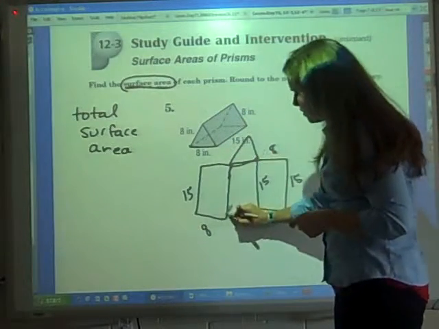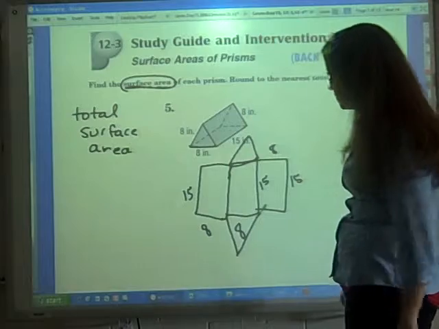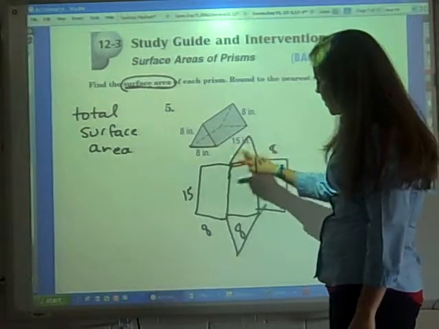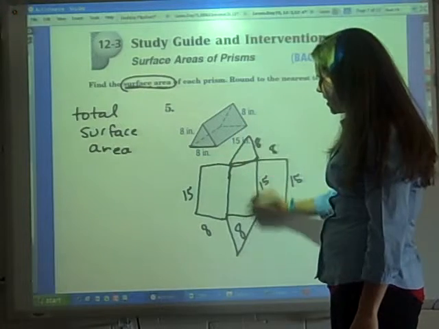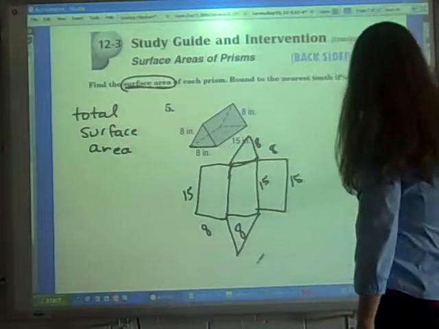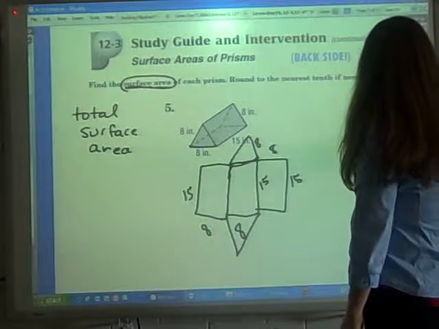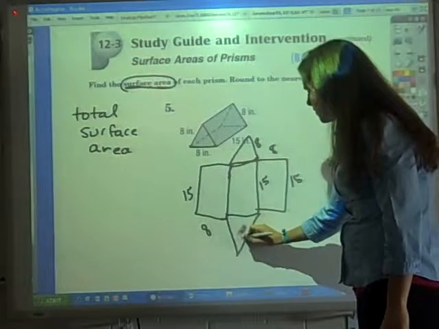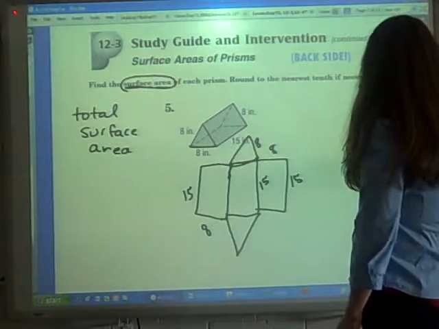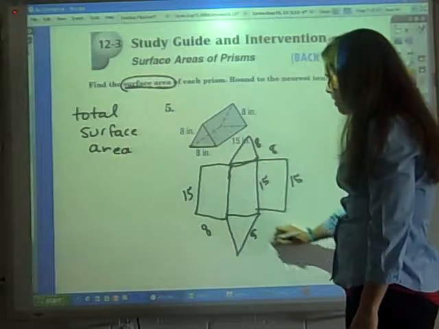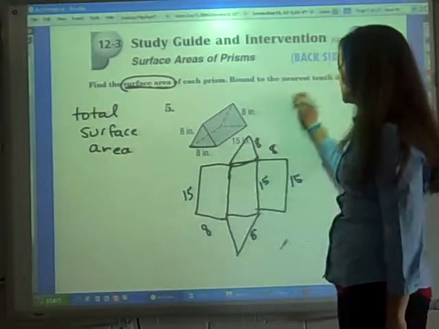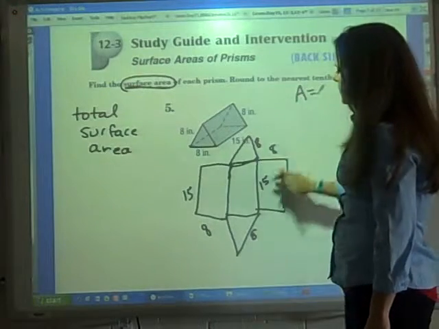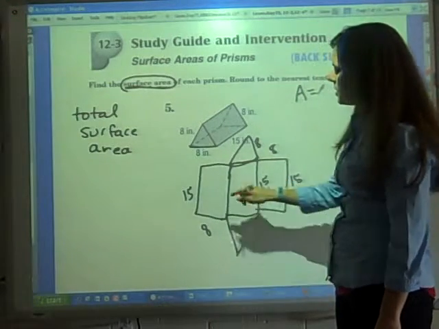Okay. So can we put our bases on this net? What do we know about every side of your base, that little triangle? We've got 8 all over the place, right? Okay. All right, now, we've got enough information here to just go ahead and start setting up areas. So first things first, what kind of shapes are we working with?